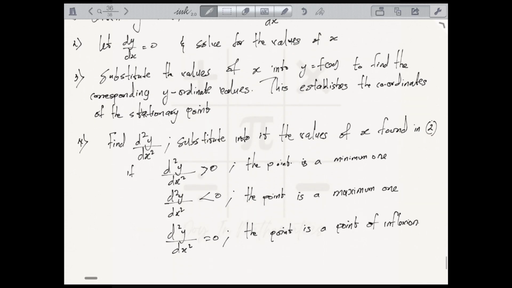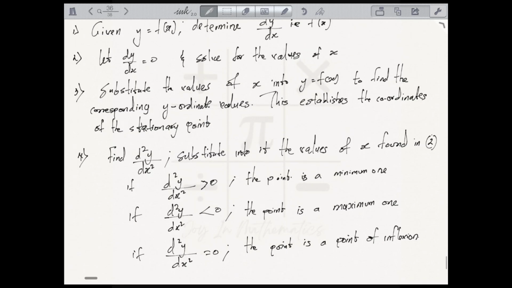And finally, we will find d squared y over dx squared. Now this is to determine the nature of that turning point. If d squared y over dx squared is greater than 0, the point is a minimum point, and if d squared y over dx squared is less than 0, the point is a maximum point, and if d squared y over dx squared is equal to 0, the point is a point of inflection.